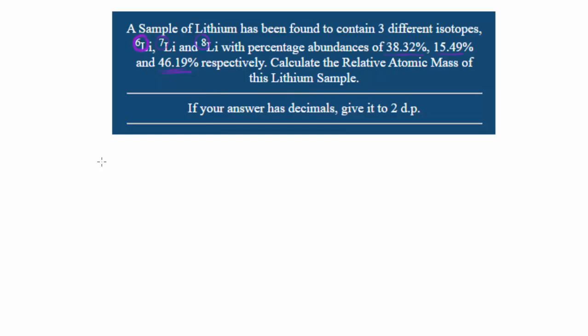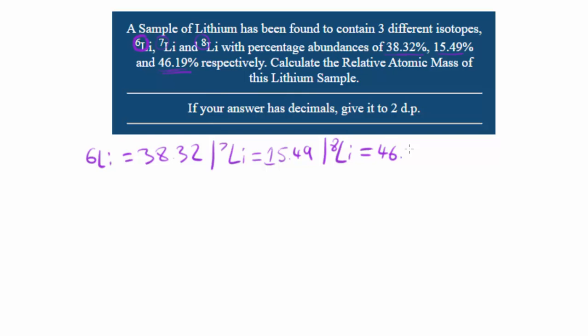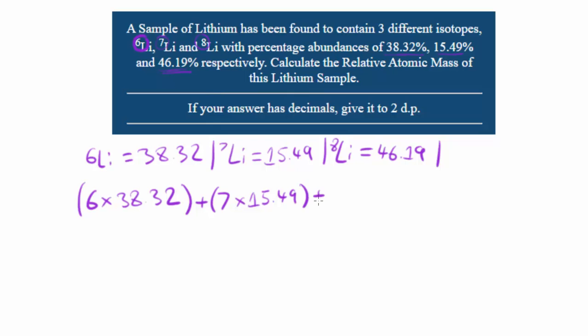So in this case, for 6Li, we know the abundance is 38.32. For 7Li, it's 15.49, and for 8Li, it's 46.19. What we need to do is multiply 6 by 38.32, 7 by 15.49, and so on. And as I said, we need to sum these. So we take the first one and add it to 7 multiplied by 15.49, and add it to 8 multiplied by 46.19.